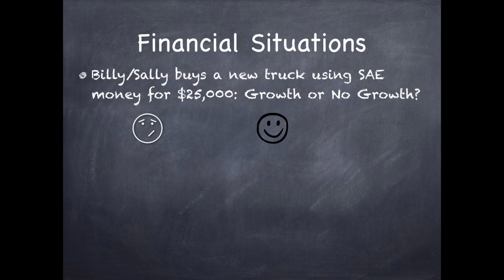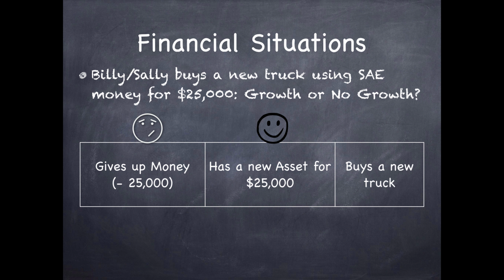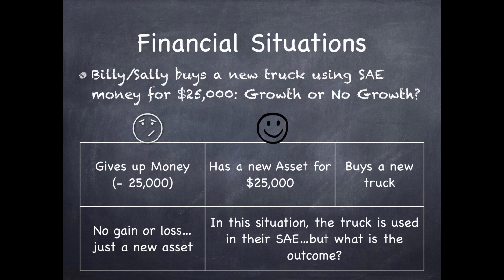So here's just a simple example that's sometimes common. Students actually buy things like trucks or vehicles or trailers, and then the question is, hey, I bought a new truck, so that shows growth, right? And the answer to that is in our records. So really the first thing is the student buys a truck. Now they have a brand new asset, so they're happy, but the only way they got that asset was to give up money. Now maybe they borrowed the money, or maybe someone gave them the money, but all of those situations aren't the student's money. So when a student does buy a new truck, they've given up money, so the actual result is there's no gain. In this situation, the truck is used in their SAE, but the outcome is no gain.